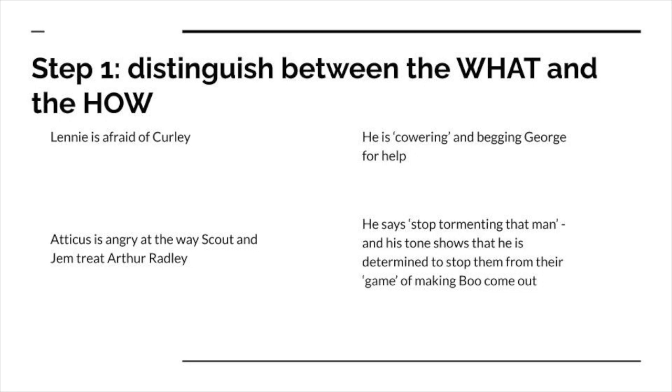Lenny is afraid of Curly. This is shown because he is cowering and begging George for help. Atticus is angry at the way Scout and Jem treat Arthur Radley. He says, "Stop tormenting that man," and his tone shows that he's determined to stop them from their game of making Boo come out. Now, it's a subtle difference, but in the second example, what we're doing is not just telling the examiner what's happening in the extract, but how the writer is showing us that.